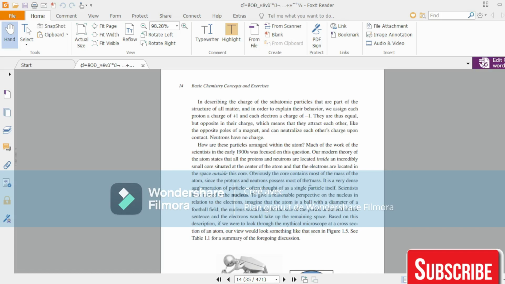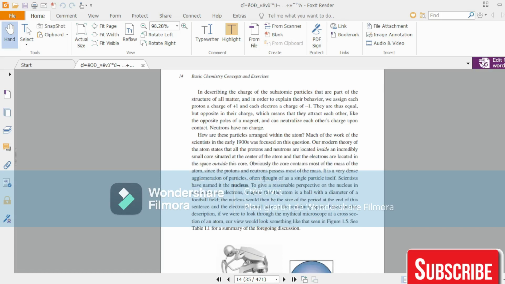Obviously, the core contains most of the mass of the atom. Since the protons and neutrons possess most of the mass, it is a very dense agglomeration of particles, often thought of as a single particle itself. Scientists have named it the nucleus.